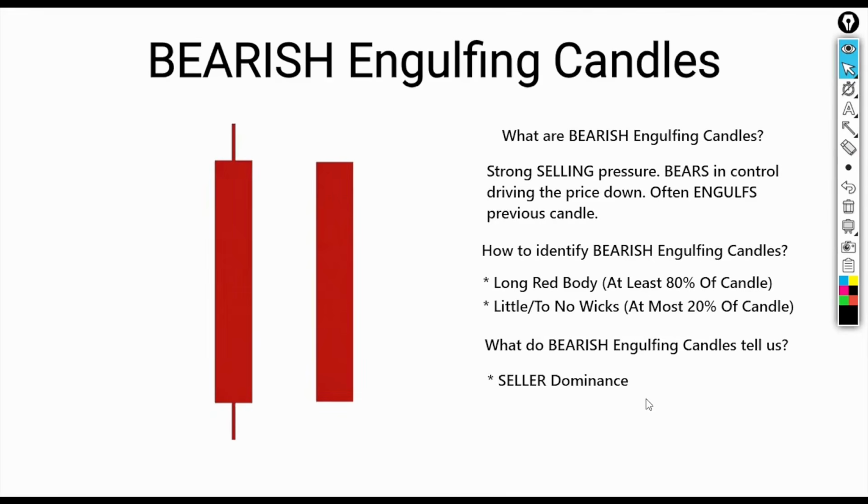Obviously, we know with bearish engulfing candles, there's seller dominance. In the very first point, when we discussed what bearish engulfing candles are, we know that there is strong selling pressure. The bears are in control, driving the price down. There is little to no buying power. The sellers are at the wheel, forcing the price down. With bearish engulfing candles, there is also a strong possibility of a continuation in the anticipated direction.